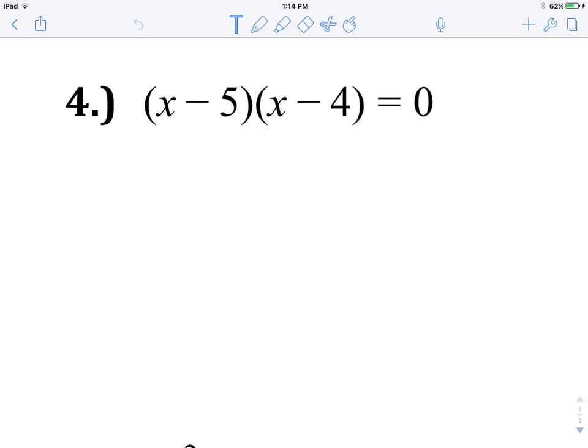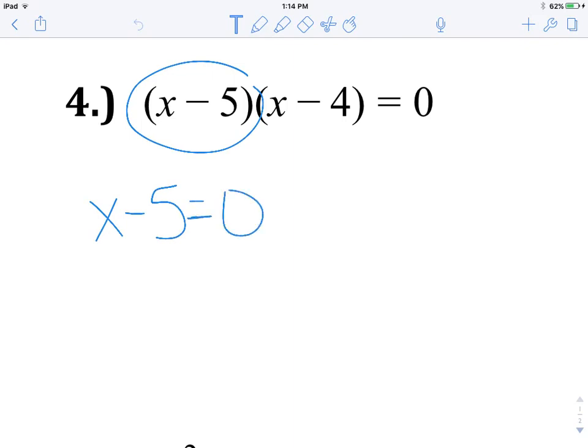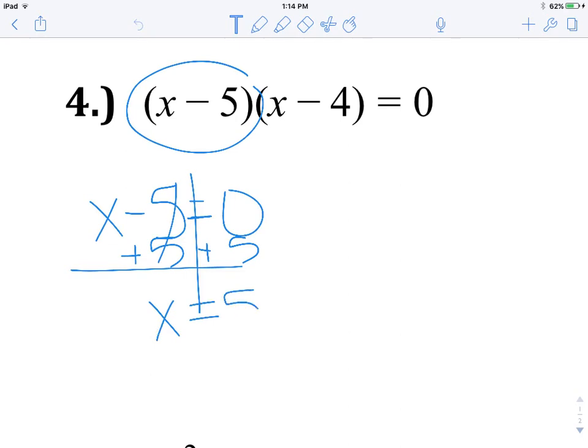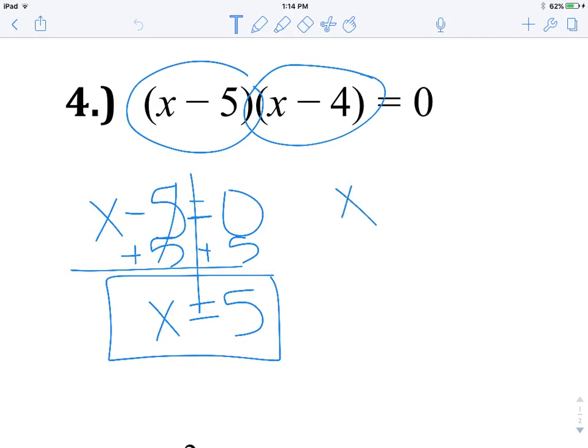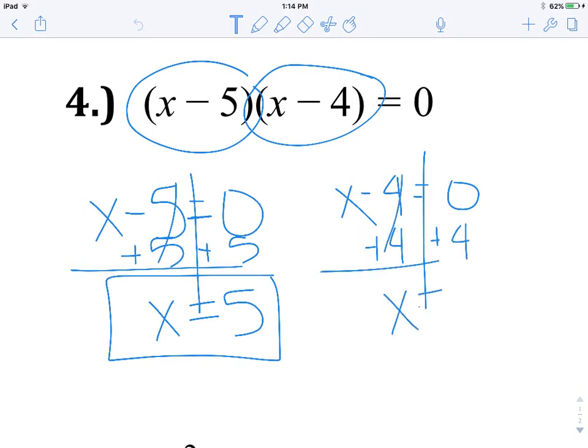Alright, so problem 4 looks slightly different because it's already factored. So this one, all of the hard work is already done, which is kind of nice. So you don't have to factor it out. Please do not multiply these together. You are just going to take what you got, and you are going to find out what x equals. So if x minus 5 equals 0, I'm going to add 5 to both sides to get x equals 5. For the second factor, I'm going to take x minus 4 equals 0, and I'm going to add 4 to both sides to get x equals 4.